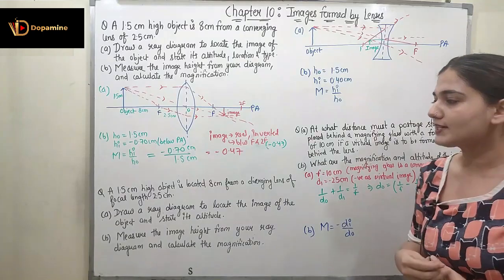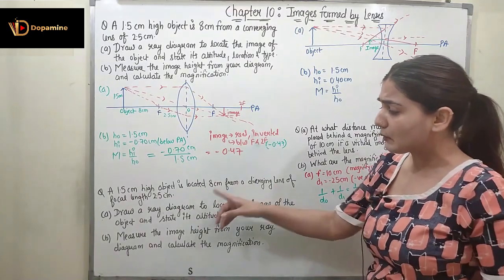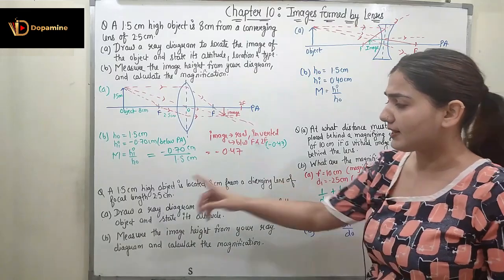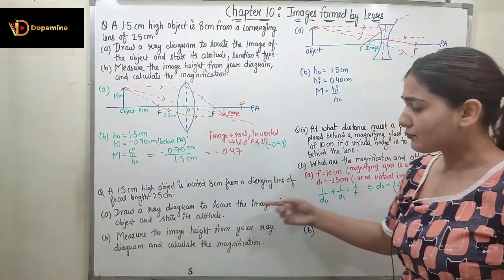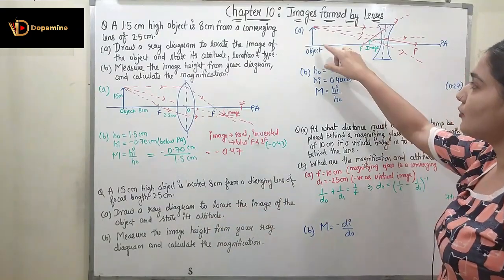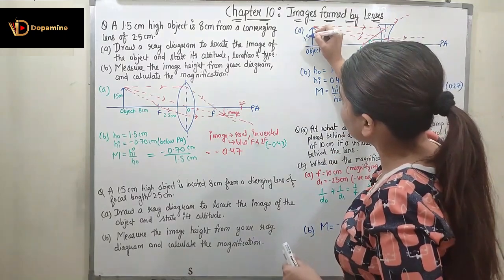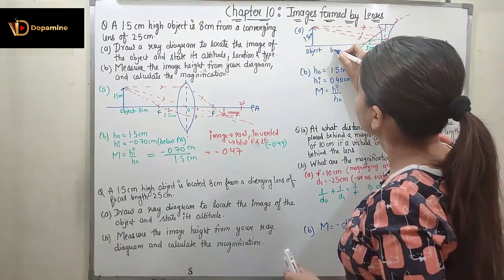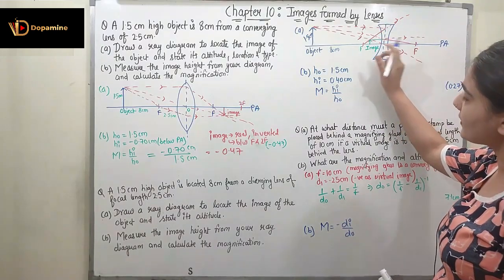Now coming to the next question, it states: a 1.5 centimeter high object is located 8 centimeter from a diverging lens of focal length 2.5 centimeter. Draw a ray diagram to locate the image of the object and state its attitude. So the object here is again 1.5 centimeter in height, right? And it is placed 8 centimeter in front of a diverging lens over here.